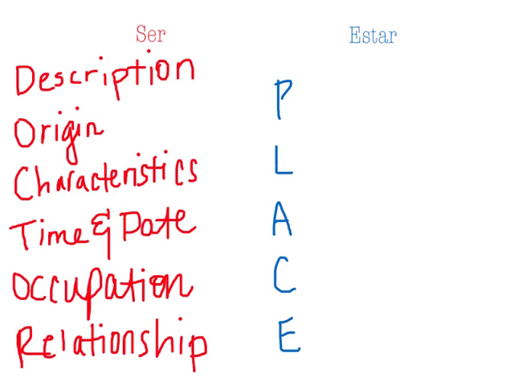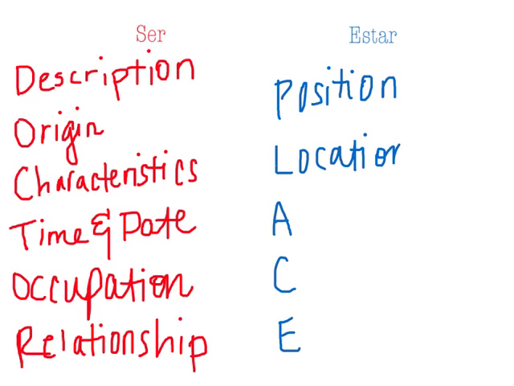On the other side of things, we have place for estar. Place stands for position, like standing up, sitting down. That's more temporary. L is location. I want you to go ahead and put a star next to location, because no matter if it's permanent or temporary, we always use estar for location, how you feel and where you are.